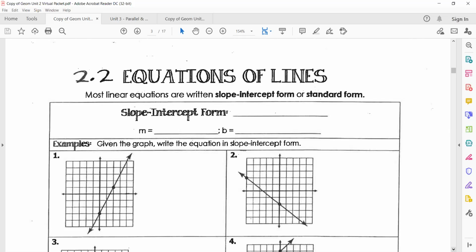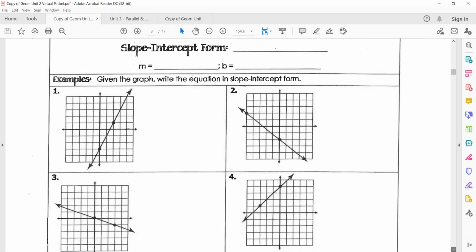Anybody remember slope intercept? It's the most common one. Is it y equals mx plus b? Good, almost in unison. Very good. Y equals mx plus b. That's exactly right. That's the most common one. M, like I said before with the calculations, is always your slope. B is the y-intercept. Well, what's the y-intercept on these lines here?